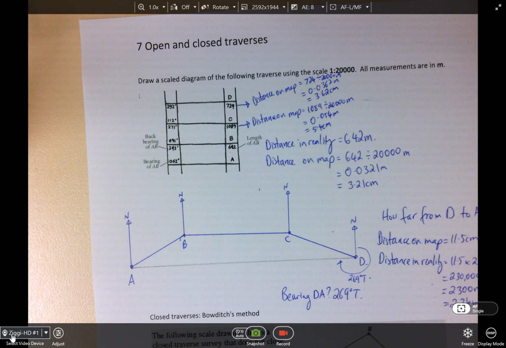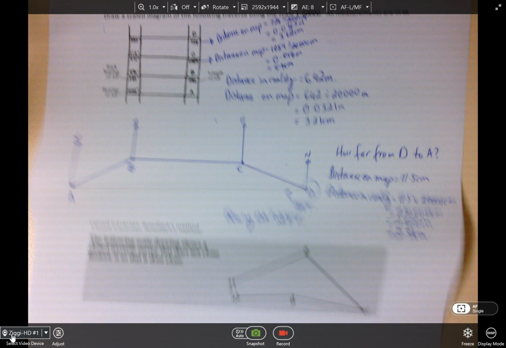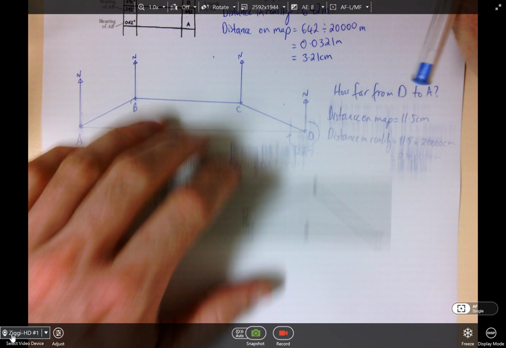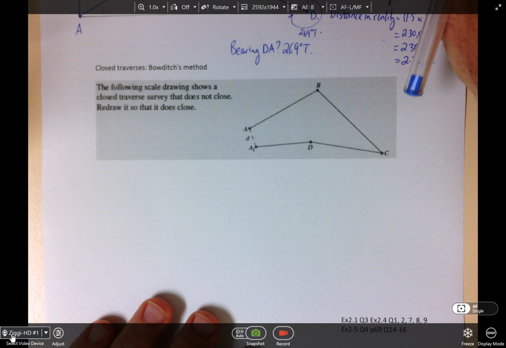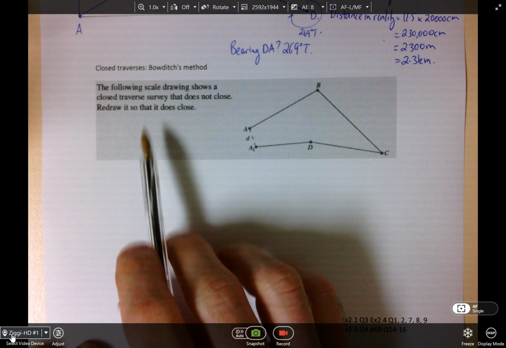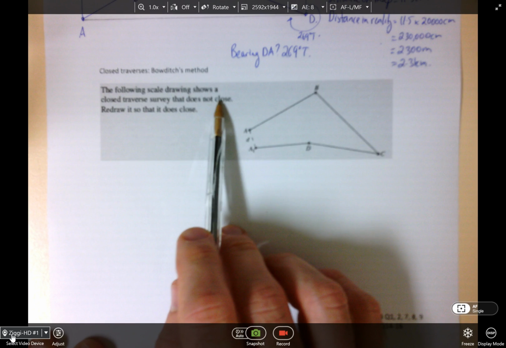Okay, so that should give you a good idea of open traverses. Now we'll look at one closed traverse and see how we can correct it for error using Bowditch's method. The following scale diagram shows a closed traverse survey that does not close.